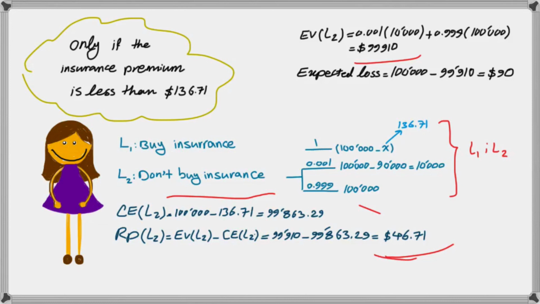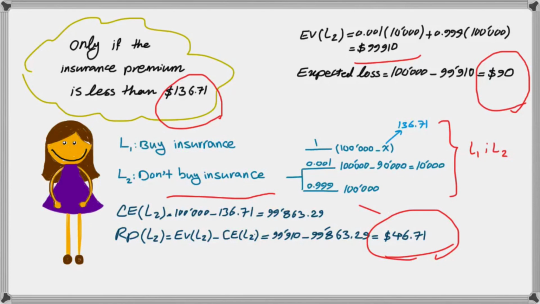That becomes $46.71. Your risk premium plus your average loss is equal to the insurance premium that you're paying. 90 plus 46.71 gives you exactly 136.71. So you see what happens. The amount that you're paying for your insurance premium is based on how much on average you're going to lose plus your risk premium.